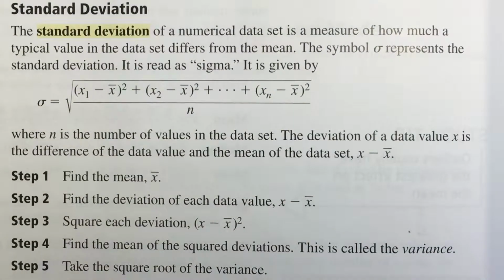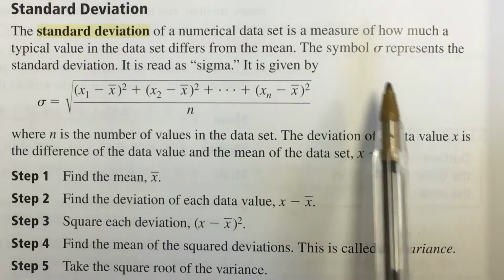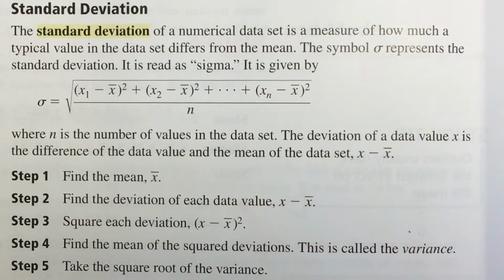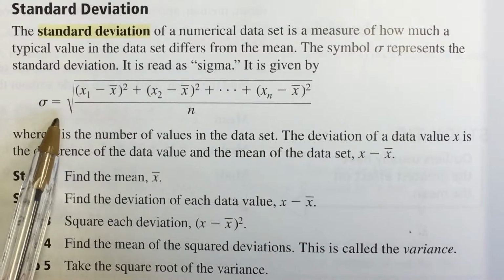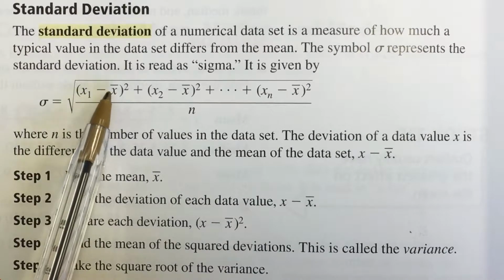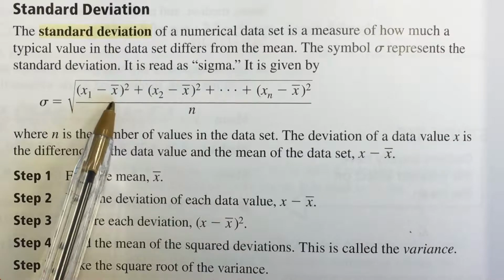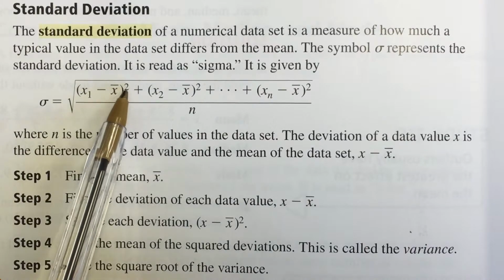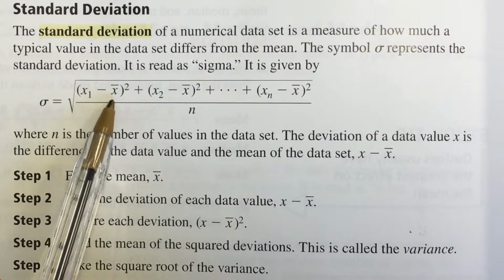The standard deviation of a numerical data set is a measure of how much a typical value in the data set differs from the mean. The symbol sigma represents a standard deviation. It is given by the equation sigma equals x1, which will be your first x value, minus x bar. X bar is the mean or the average, and then squaring that value after subtracting.